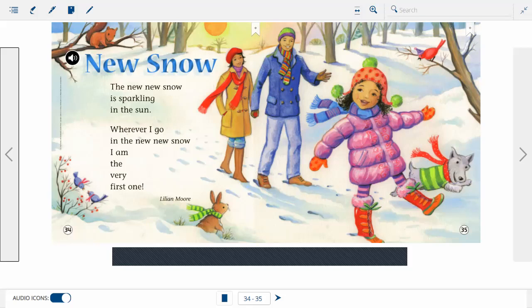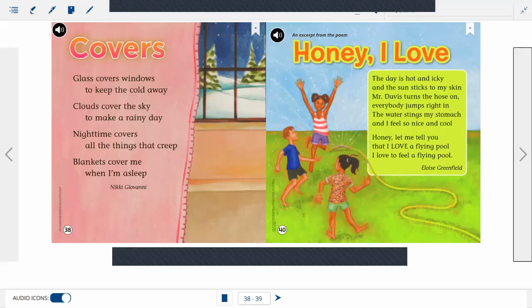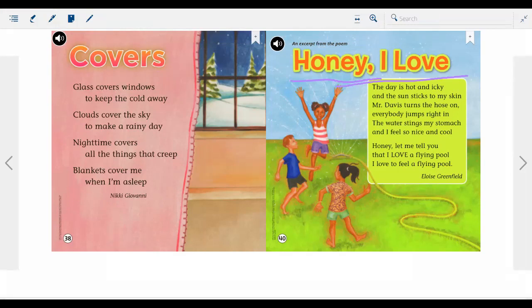Many poems use words that rhyme. Rhyming words have the same ending sounds. Let's look at a different poem. Let's look at this poem. It says, honey, I love, right here. Honey, I love. And it's on page 40. Okay. So some of the rhyming words in this poem would be cool and pool. Cool and pool. They have the same ending sounds. So try to listen for those rhyming words as we're reading these poems.